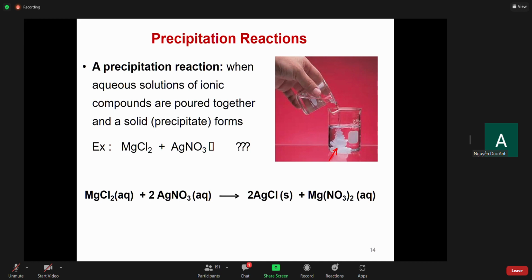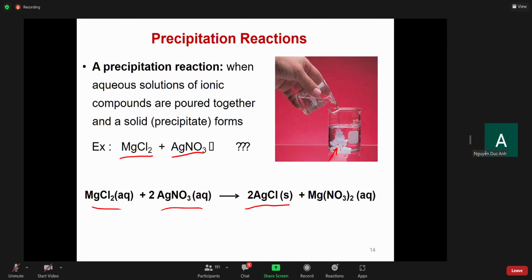For example, when you take a solution of magnesium chloride, it is colorless and transparent, and silver nitrate is colorless and transparent too. It looks exactly the same as water. Then when you pour them together, both aqueous, you will see a white precipitate appear, because silver chloride cannot be dissolved in water.